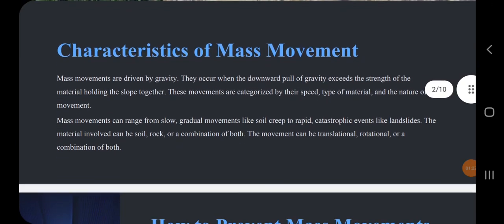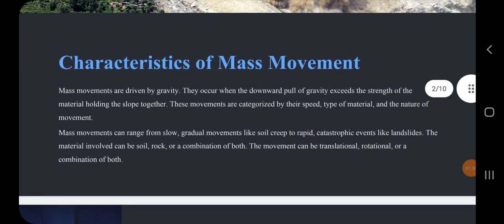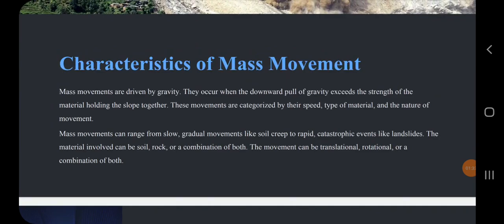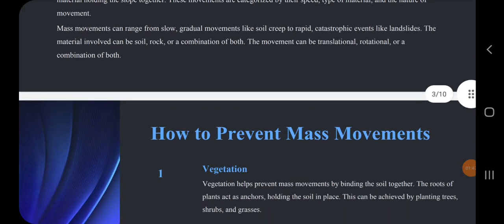Mass movements can range from slow, gradual movement like soil creep to rapid, catastrophic events like landslides. The material involved can be soil, rock, or a combination of both. The movement can be translational, rotational, or a combination of both.